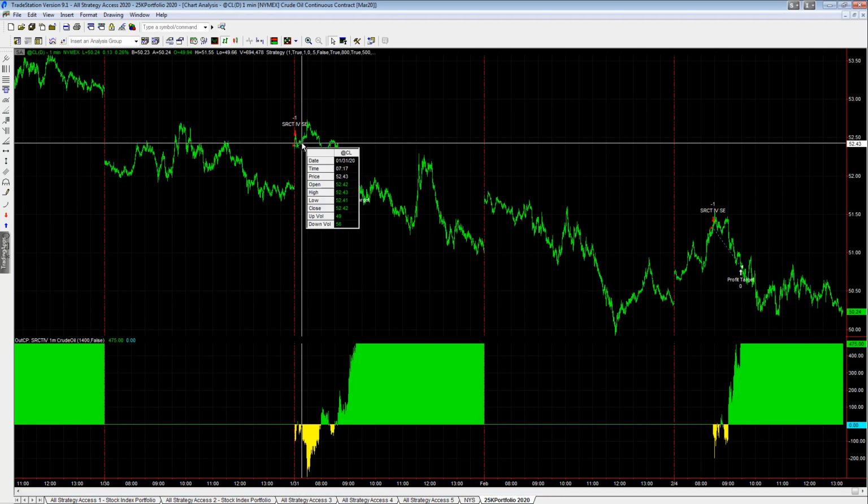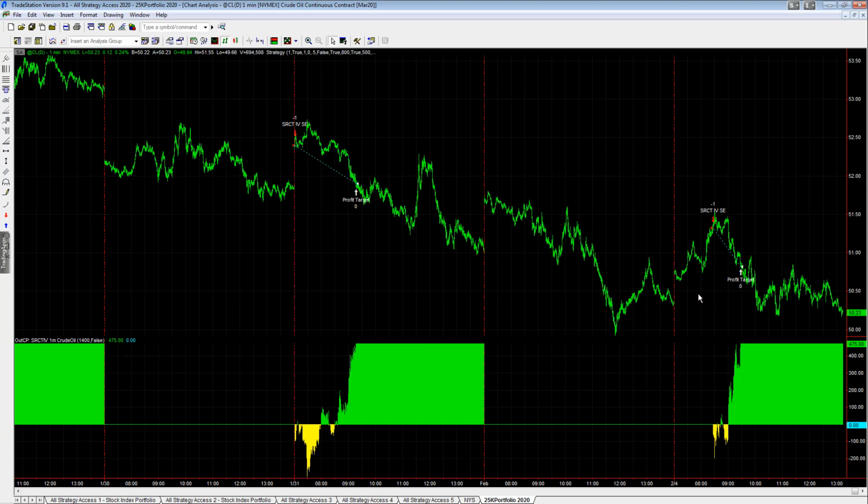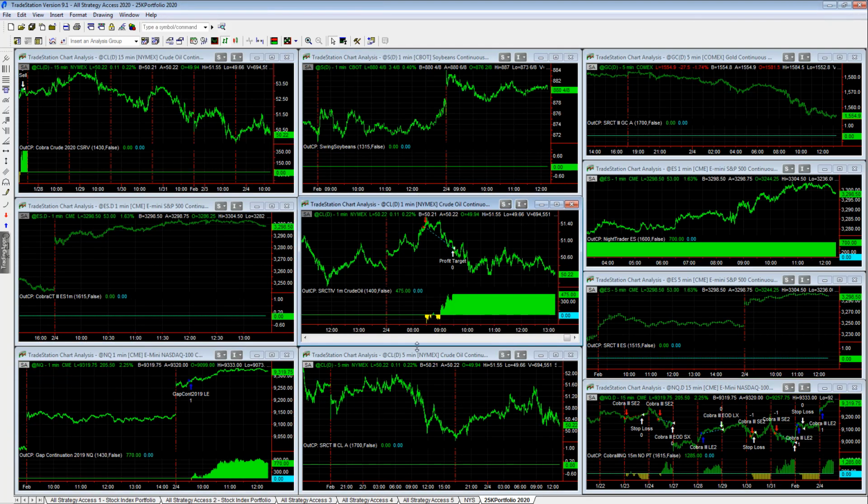And it's not just a gap open. A lot of times it'll get in at the open, so it looks like a gap fill, but it is not a gap fill strategy. So that's what crude oil SR counter trend 4 is. A different way of doing it, different calculation than SR counter trend 2 and 3.